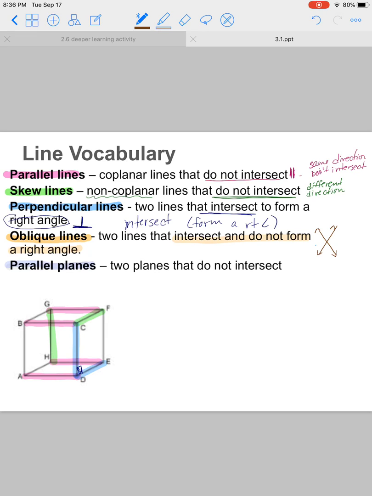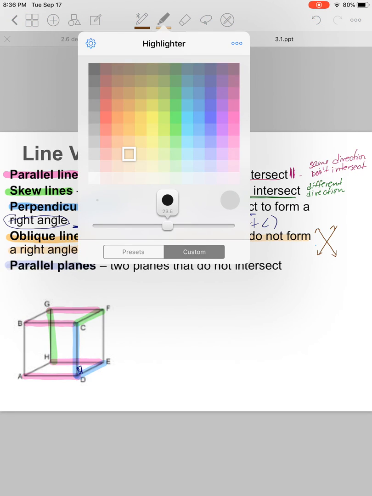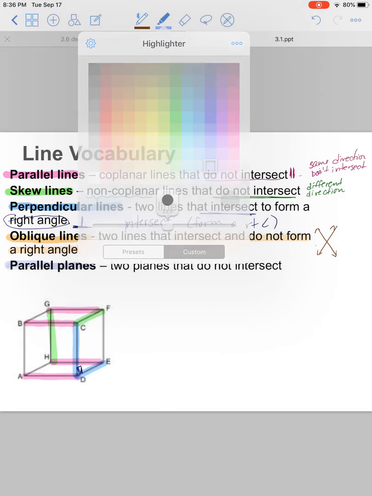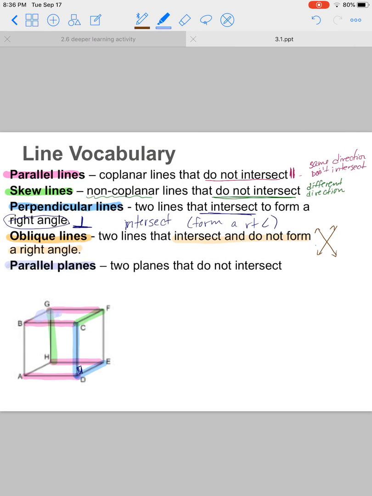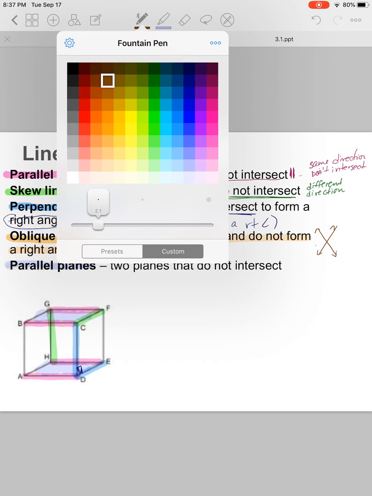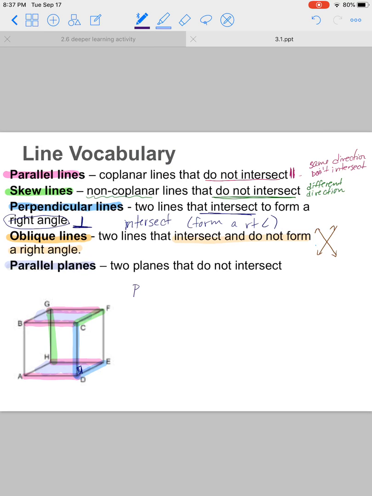Remember that our planes are the enclosed surfaces, and parallel planes are planes that do not intersect. So if we look at this, the top plane and the bottom plane would not intersect. So they would be considered parallel planes. So we could say that plane BGF was parallel to plane AHE.